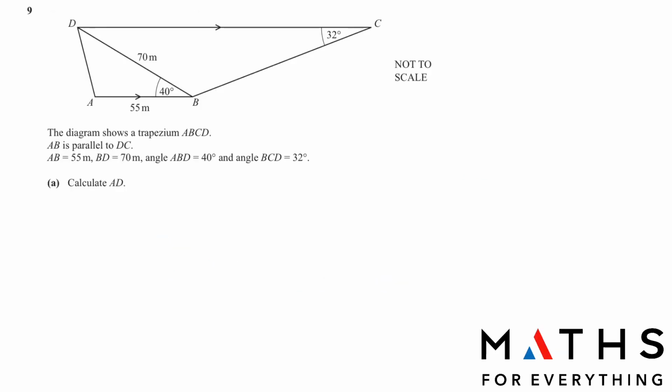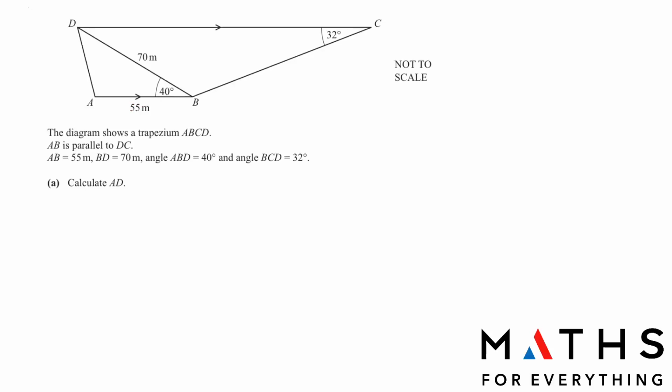Question number 9. We have been given a trapezium ABCD and AB is parallel to DC, AB is 55 meters, BD is 70 meters. The angle ABD is 40 degrees and angle BCD is 32 degrees. We have to calculate AD.